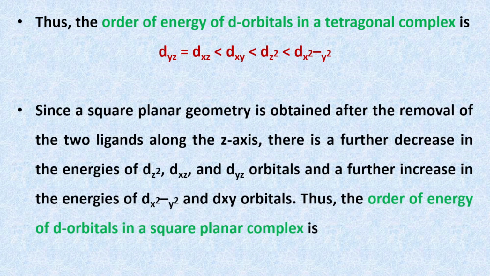If we remove the two ligands along the z-axis in an octahedral complex, a square planar complex is obtained. So, there is a further decrease in the energy of dz², dxz and dyz orbitals and a further increase in the energy of dx²-y² and dxy orbitals. Thus, the order of energy of d orbitals in a square planar complex is dyz = dxz < dz² < dxy < dx²-y².